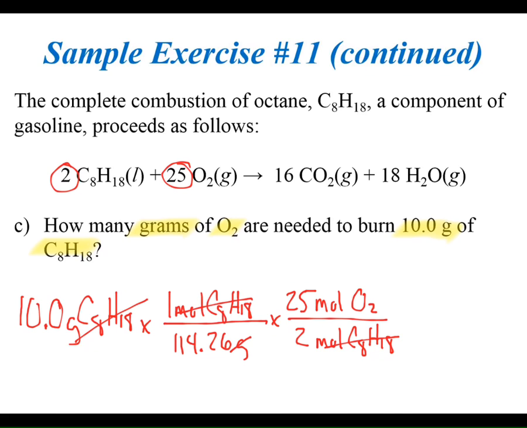Pretty much similar to what we were just doing. Now I'm in moles of oxygen, but I want to be in mass of oxygen. Moles to mass, molar mass, right? So what's the molar mass of oxygen? Add up 2 oxygens. Each one's 16, so 2 of them is 32. So with 3 sig figs, 5 sig figs, exact, and 4 sig figs, 3 is the fewest. So what's the answer?